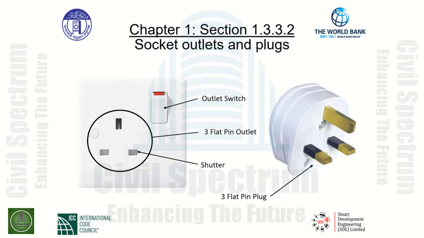An example shows the 3 flat pin outlet and the shutters indicated on the left-hand side. We also have at the top the outlet switch to turn the power on and off with respect to the socket outlet. The plug is a 3 flat pin plug, a rectangular type as shown on the right-hand side.